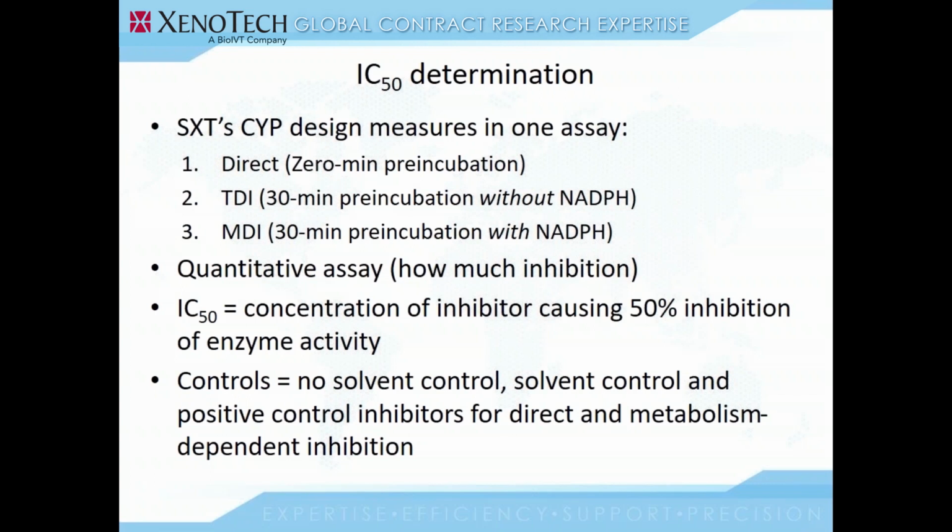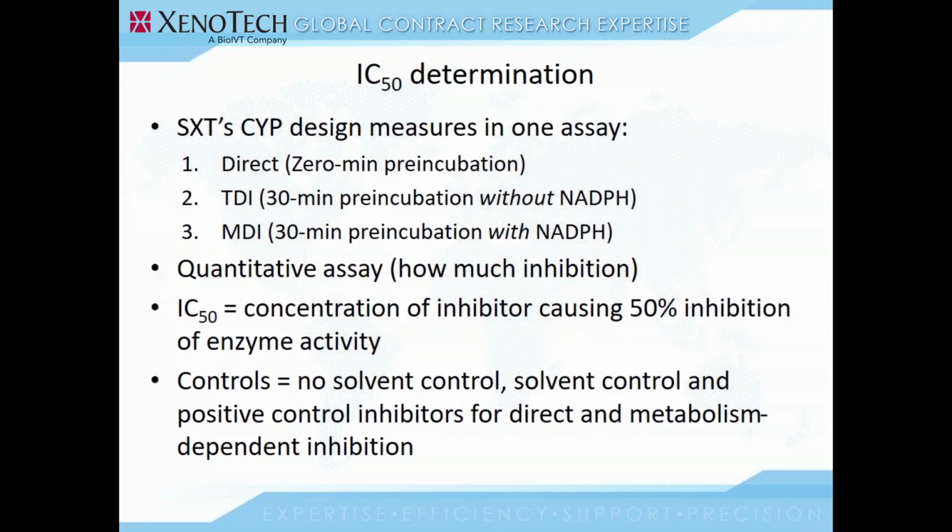XenoTech's CYP design measures direct, time-dependent, and metabolism-dependent inhibition all in one assay. Three curves will be generated from this experiment, including the 0-minute pre-incubation curve for direct inhibition, the 30-minute pre-incubation without NADPH curve for the TDI, and the 30-minute pre-incubation with NADPH to evaluate MDI. This is a quantitative assay where we determine how much inhibition of the enzyme occurs, and an IC50 value is calculated, which is the concentration of inhibitor causing 50% inhibition of enzyme activity.